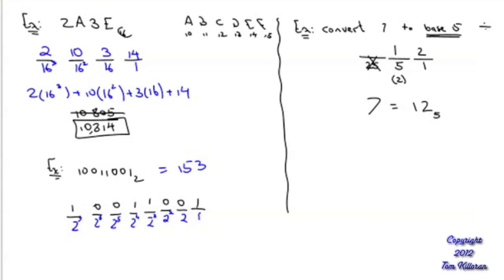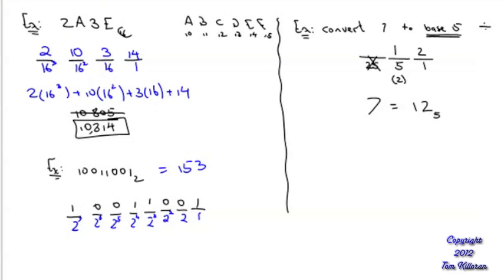So if we reverse it and check it, we should come out with 7. Oh yeah, sure. This is 1s, this is 5s. 1 times 5 is 5. 2 times 1 is 2. 5 plus 2 is 7. So, Mr. K, we only need the place value for 5 because you're going to base 5. If it was going to like base 7 or something, we'll put 7.